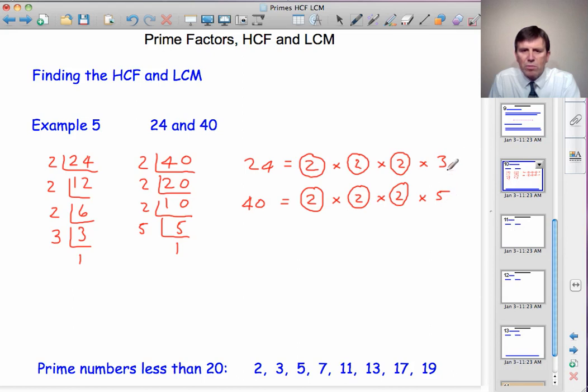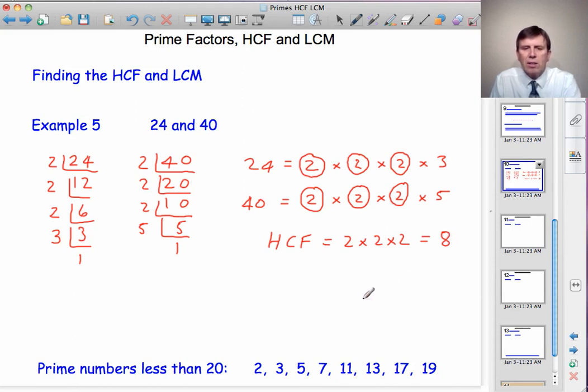But the highest common factor, the HCF, is equal to 2 times 2 times 2. That's what I was able to find in both numbers. And 2 times 2 is 4, times 2 again is 8. So the highest common factor, the highest number that divides into 24 and into 40, is 8.